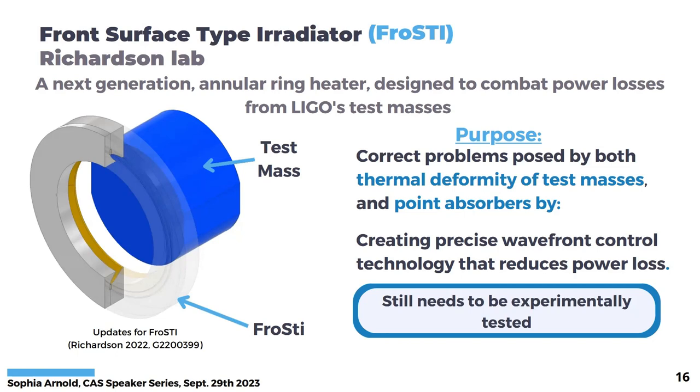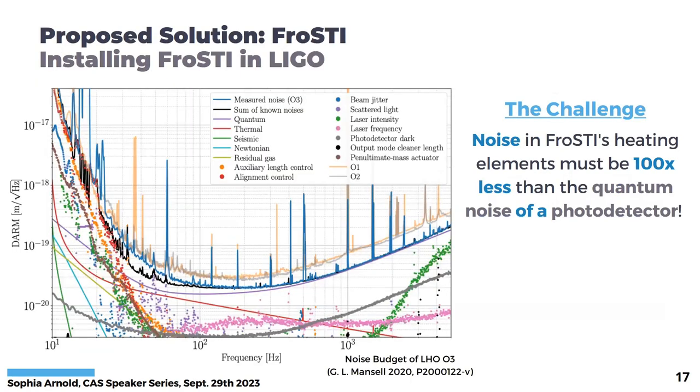Here's the holdup. It still needs to be experimentally tested. That's why it hasn't been installed in LIGO yet. And that's where my project came in. So the primary reason why this hasn't been installed into LIGO yet is that the noise in Frosty's heating elements has to be 100 times less than the quantum noise of a photodetector.